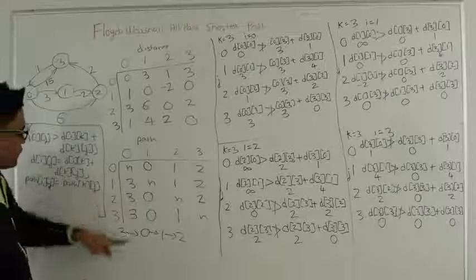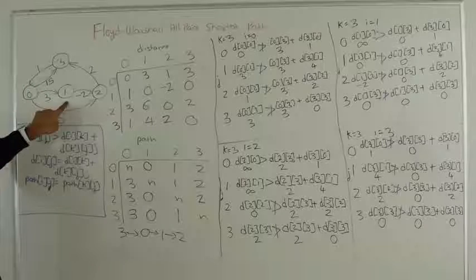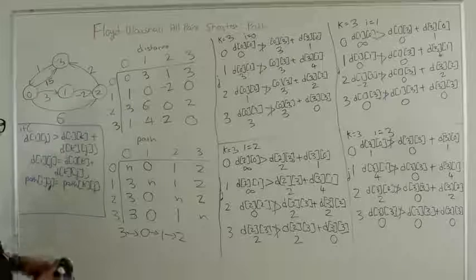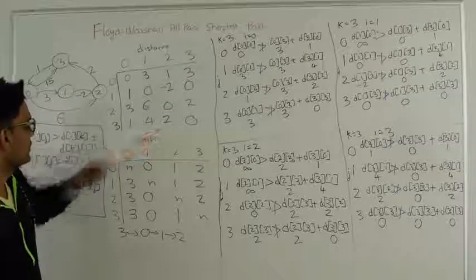So to go to 3 to 2, you go to 0. Then you go to 1. And then you go to 2. And the distance here is going to be 1 plus 3, 4 minus 2, 2. And that is the distance between 3 to 2, 2.